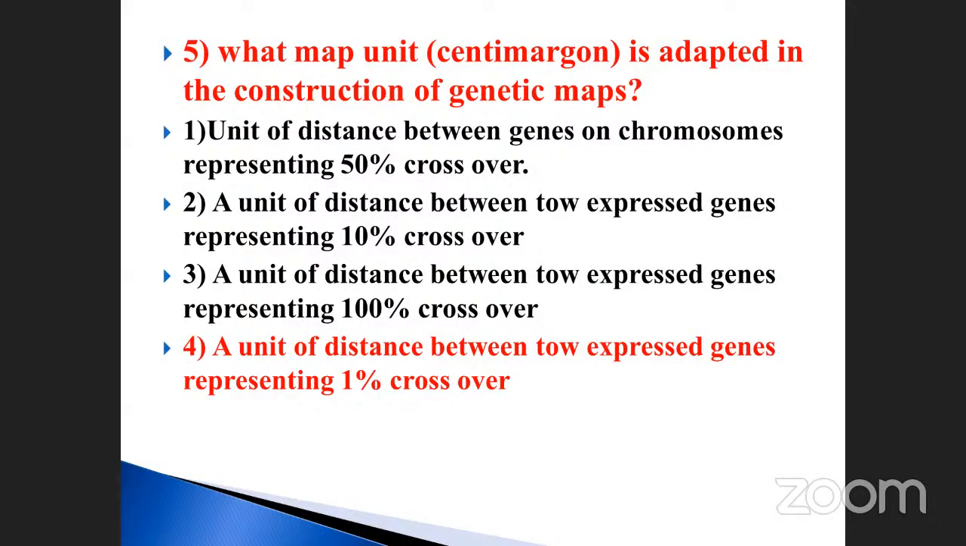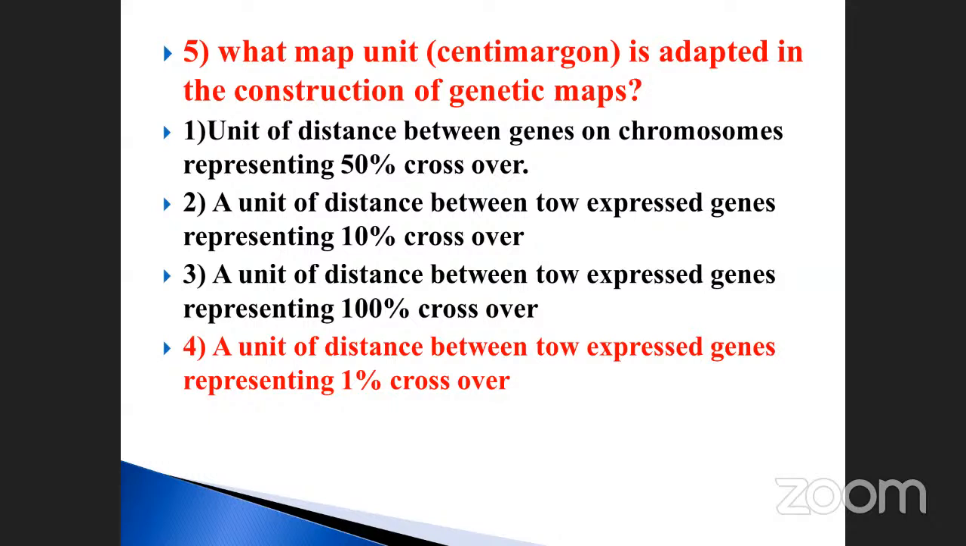It is not possible. How? The unit of distance between the two expressed genes representing 10% crossing over. No. The unit of distance between the two expressed genes representing 100% of crossing over. So these are all the same; the percentage will differ. Okay, 50%, 10%, 100%. The last one, the unit of distance between the two expressed genes representing 1% of crossing over, is correctly matched. This is the correct one.